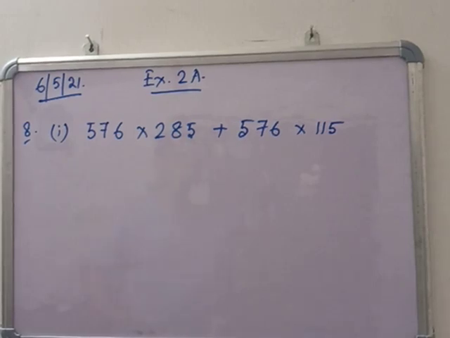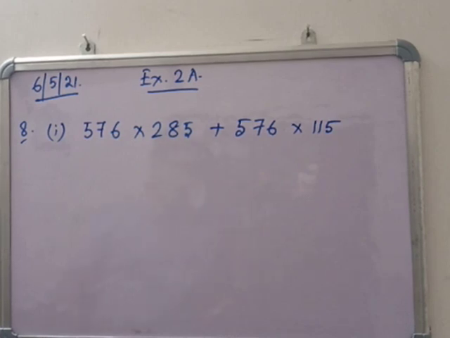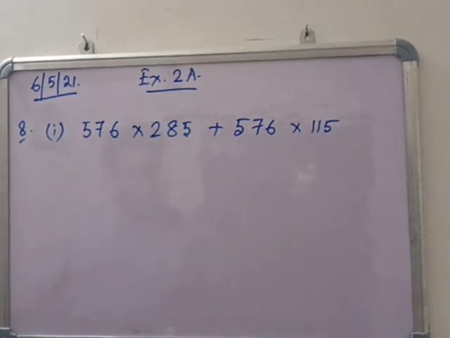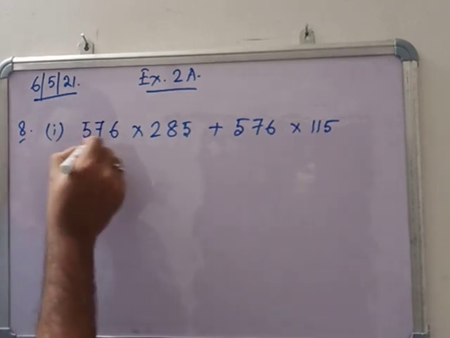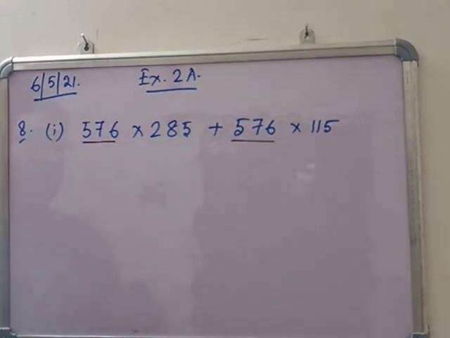Now we are going to discuss the next part of exercise 2A from question 8. In question 8, use the distributive law and evaluate. The expression given is 576 into 285 plus 576 into 115. Here the common number is 576.